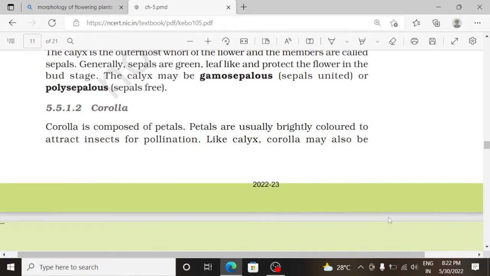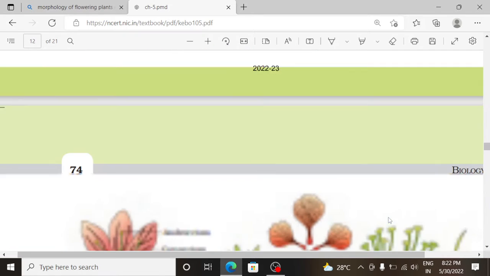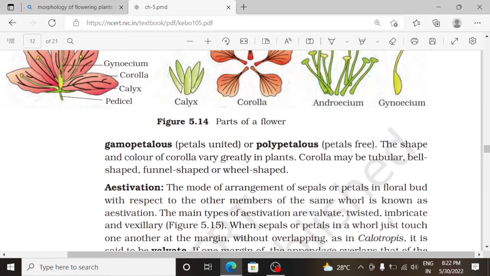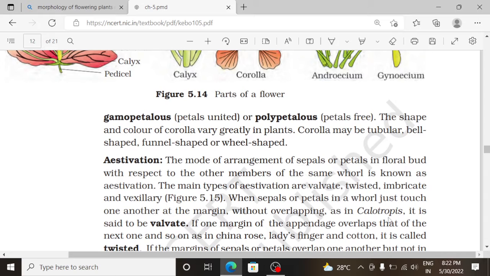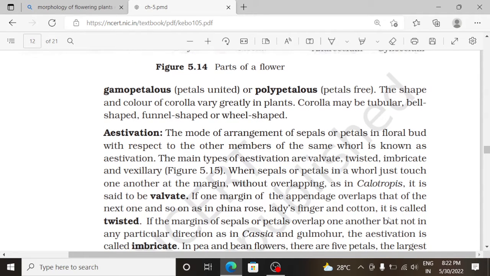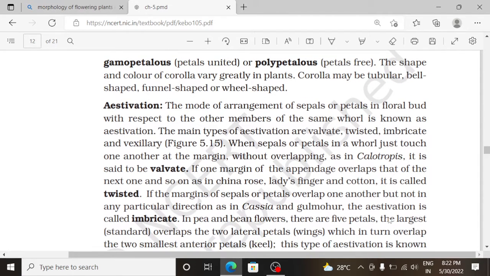Corolla. Corolla is composed of petals. Petals are usually brightly colored to attract insects for pollination. Like calyx, corolla may also be gamopetalous, that is petals united, or polypetalous, petals free. The shape and color of corolla vary greatly in plants. Corolla may be tubular, bell-shaped, funnel-shaped or wheel-shaped.